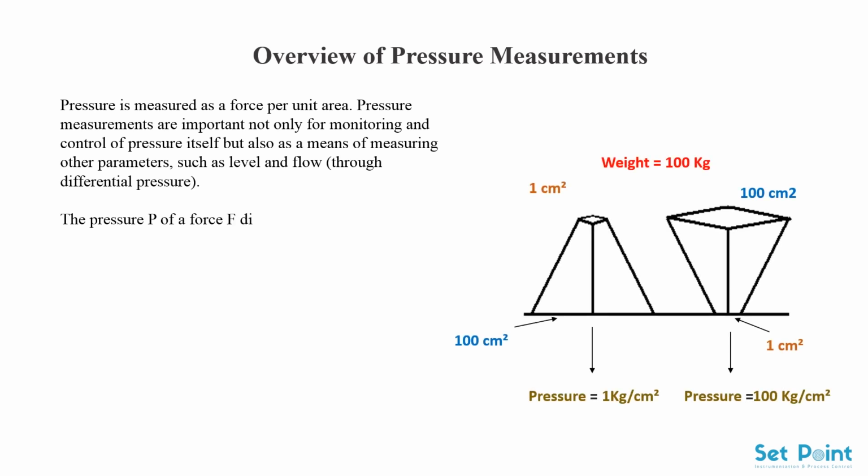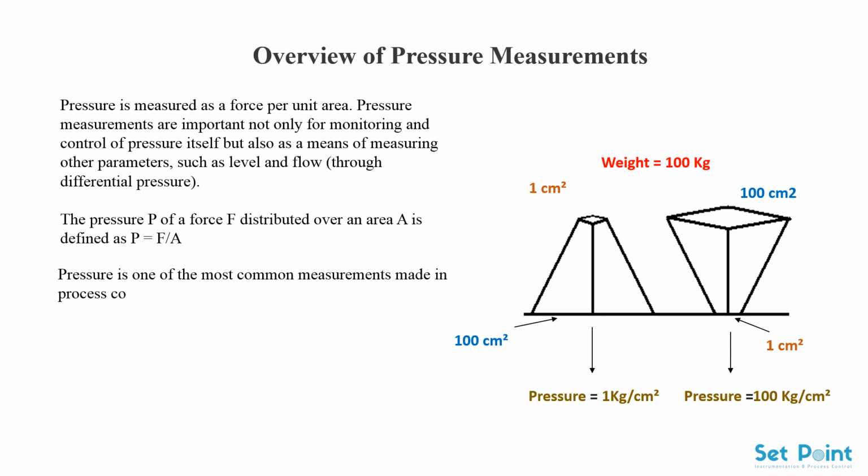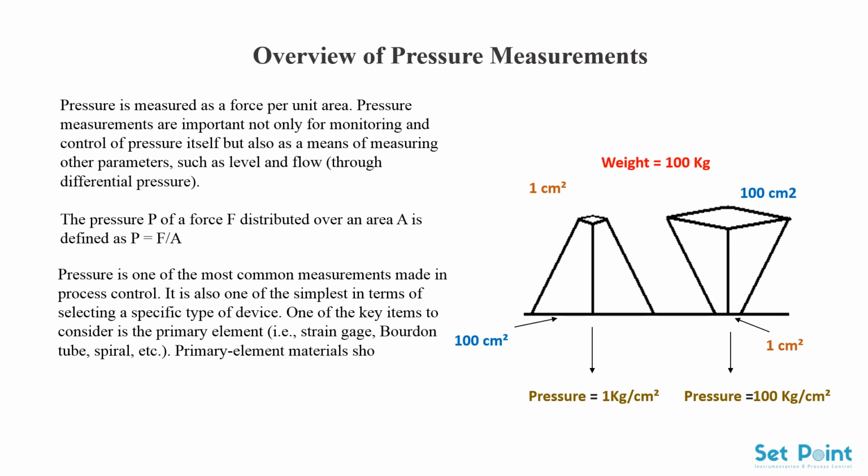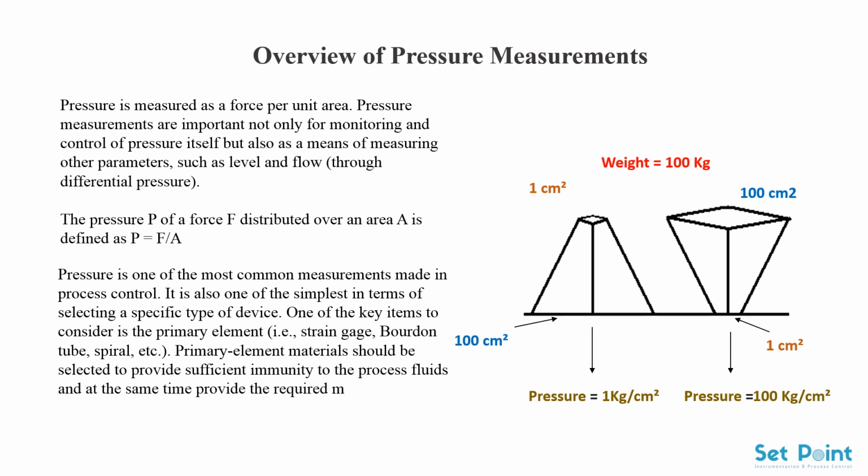The pressure P of a force F distributed over an area A is defined as P equals F divided by A. Pressure is one of the most common measurements made in process control. It is also one of the simplest in terms of selecting a specific type of device. One of the key items to consider is the primary element: strain gauge, Bourdon tube, spiral, etc. Primary element materials should be selected to provide sufficient immunity to the process fluids and at the same time provide the required measured accuracy under the process conditions encountered.